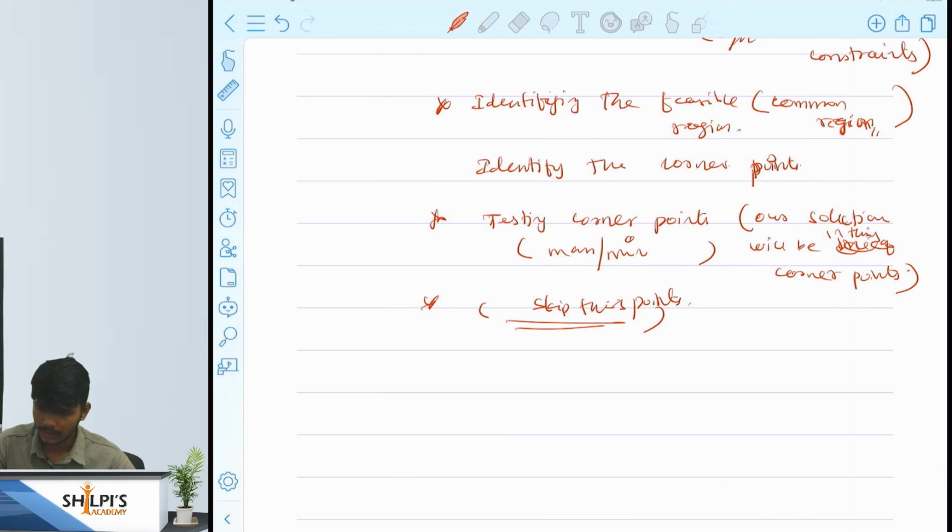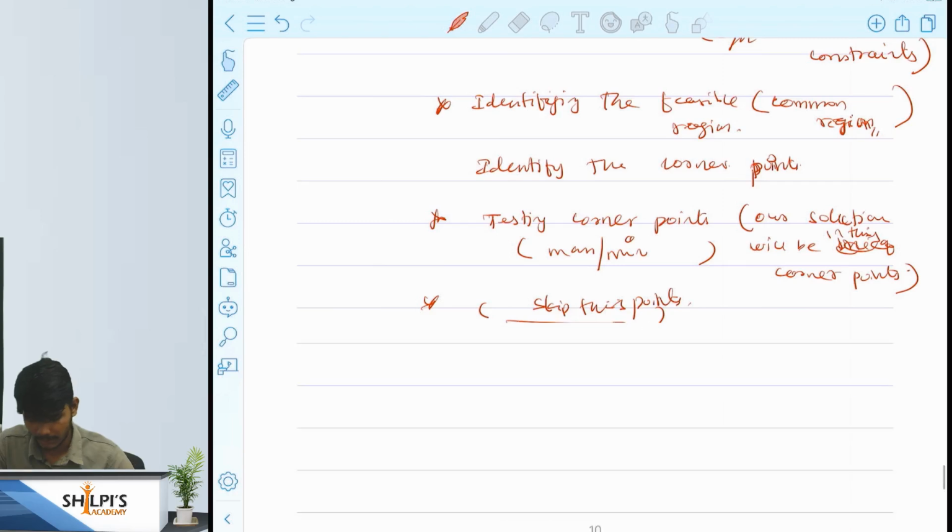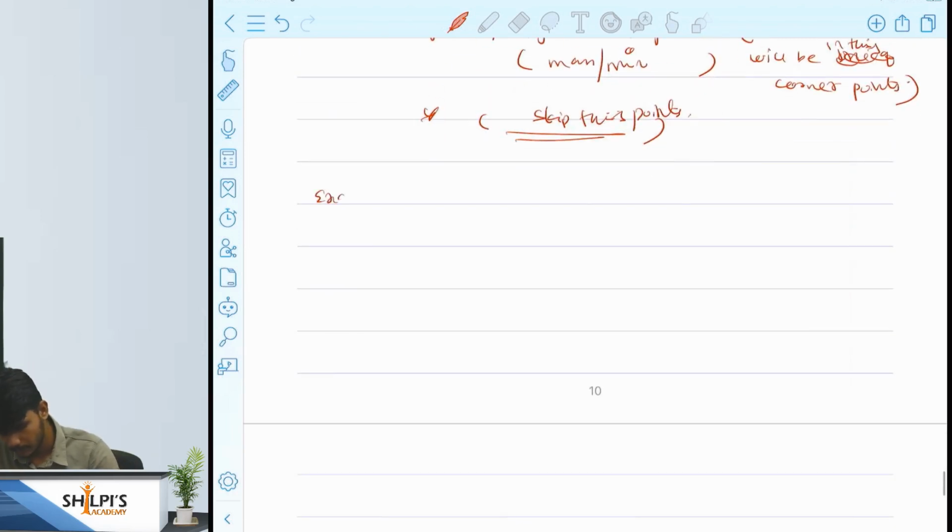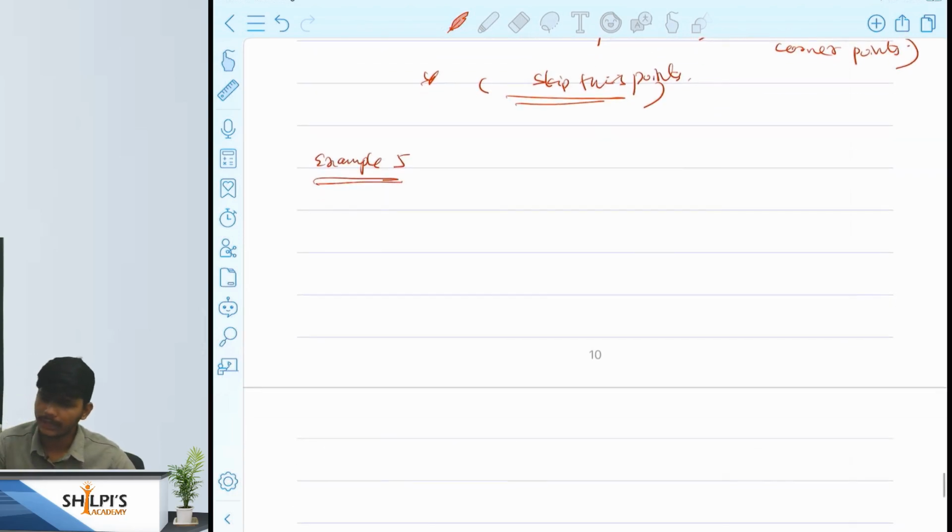Let me take one question. For example, we can take example 5. In example 5, they have given 4 inequalities. We want to find the common region. So first we have to draw the graphs for those 4 equations.